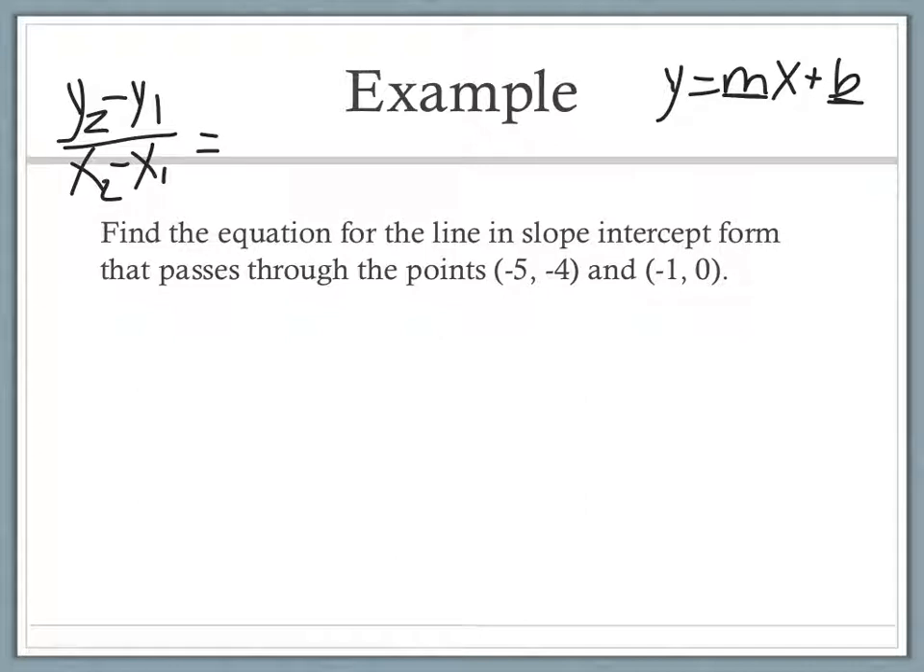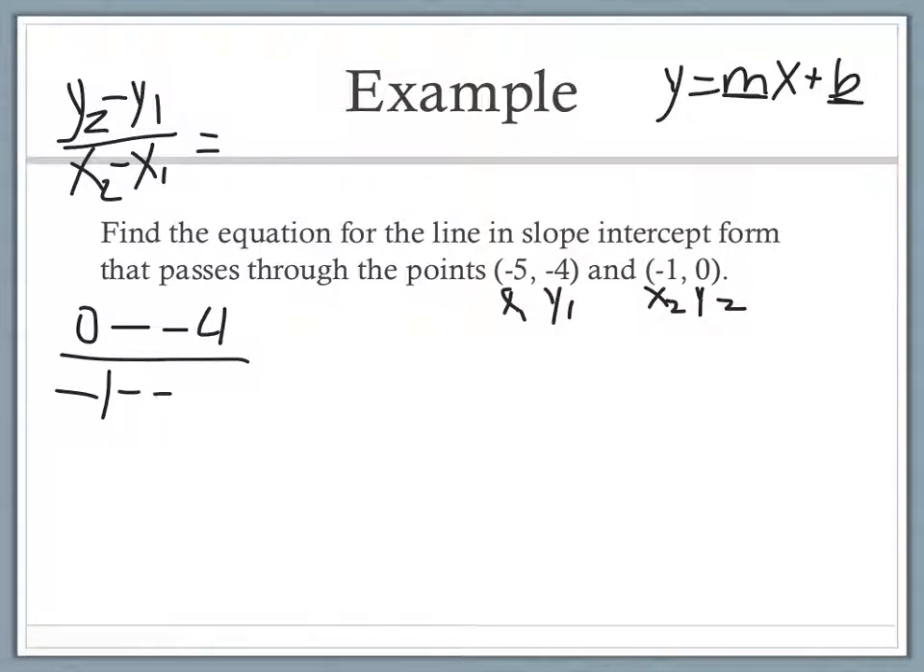So if it helps, we can write these down as x1, y1, x2, y2. I'm going to do 0 minus -4 over -1 minus -5. Remember, these become pluses since it's 2 negatives. So we have 4 over 4, which gives us a slope of 1. So our m is 1.